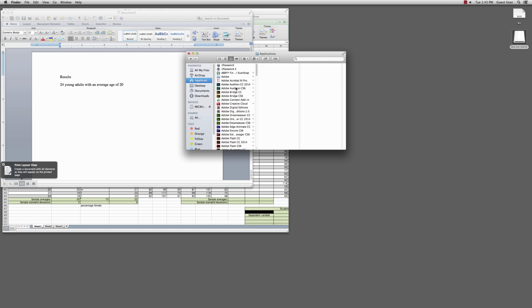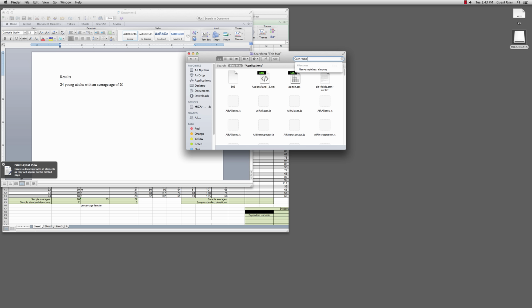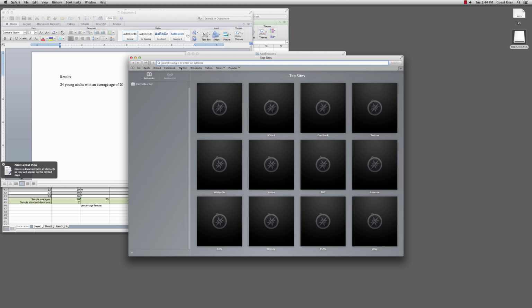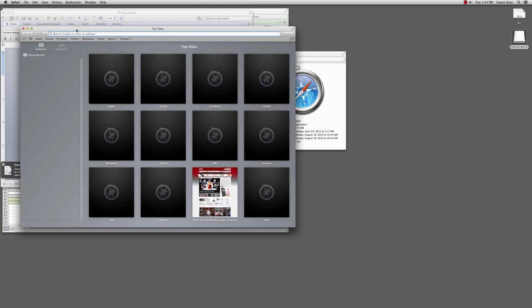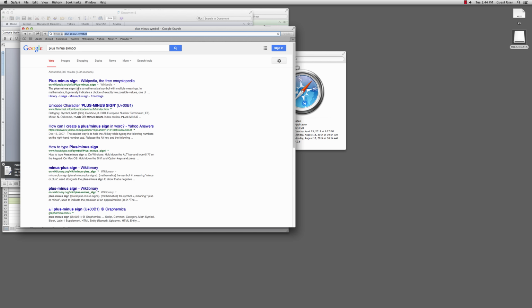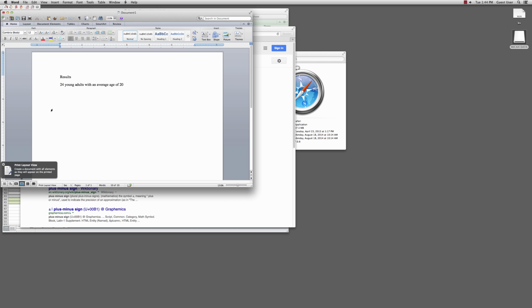Alright, open up a web browser. Safari. And just Google it. Plus minus symbol. There it is. Anytime you need a symbol, this is the easiest way to do it. So copy paste from there into my document. If you can't find it and you're struggling, just find it on the internet.